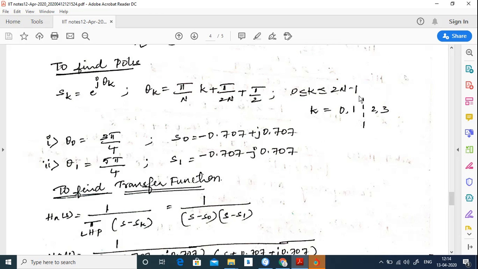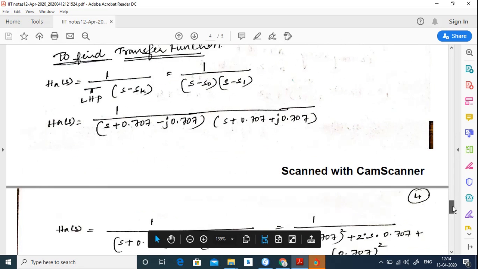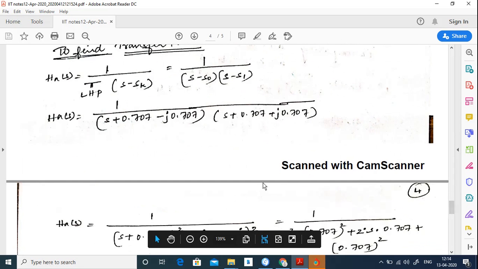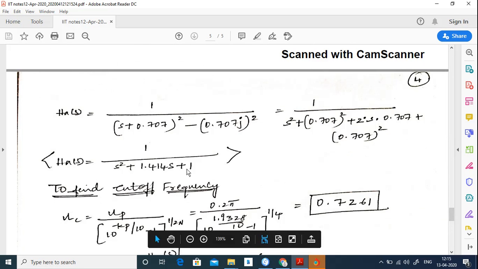Only in the Chebyshev filter, k will vary from 1 and it will end at 2m. Find out theta naught, theta 1. Use this particular equation to find out the transfer function. Substitute for s naught, s1, and simplify that further, using the same steps which we used in designing the low pass Butterworth filter. So finally, simplify, and you will get this.